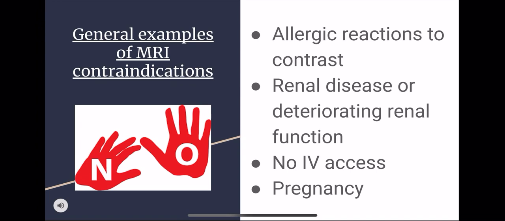There are different contraindications for specific contrast agents used in MRI. However, this slide touches on some general contraindications that would be looked at before giving the patient the contrast agents. Some examples of these general contraindications are pregnancy, allergic reactions to the contrast, renal disease or deteriorating renal function, or no IV access. All of these examples could bring a red flag to the healthcare professional prior to giving the contrast agent. This could prevent serious issues in patients that fall under any of these examples.